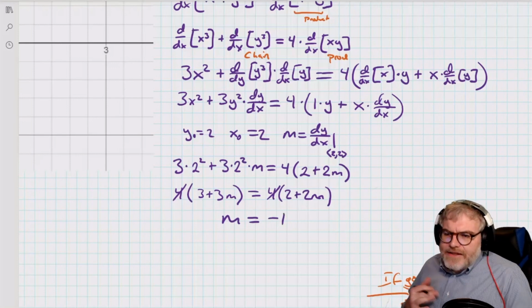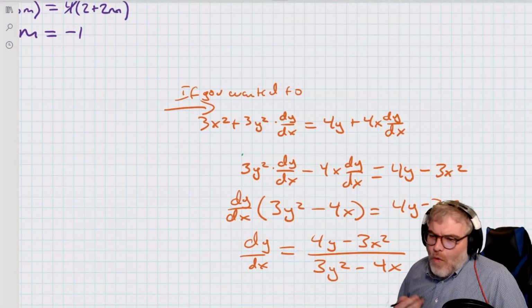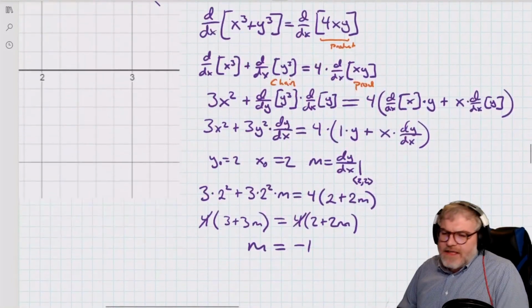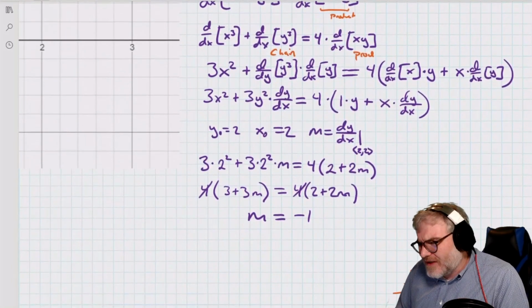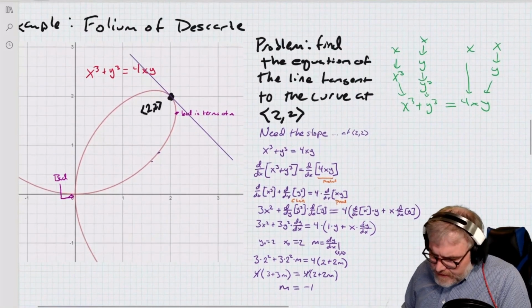And that's it. I didn't have to solve for dy over dx in general, right? It's not horrible algebra, but I don't have to do it. If I don't want dy over dx in general, I don't need to do that. All I need to do is solve for the slope that I wanted, and there's the slope.